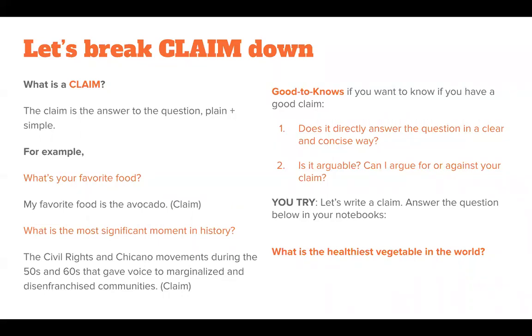Good to know. If you want to know if you have a good claim, does it answer the question in a clear and concise way? If so, good. Number 2, is it arguable? Can I argue for or against your claim? If so, good. Now it's your time to try. Let's write a claim. Answer the following in your notebooks. What is the healthiest vegetable in the world? And remember, a claim is 1 sentence.